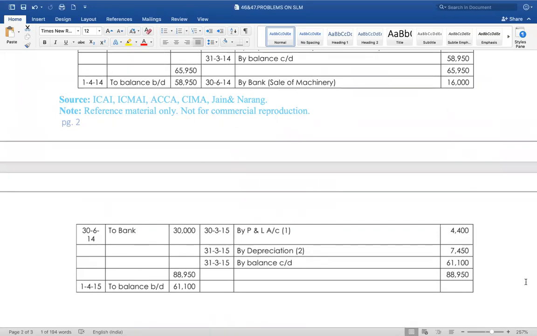What was closing in the last accounting year will become opening for the next accounting period. Okay, so that's it. We will stop it here. Sir, attendance, sir. Yes, we'll take the attendance.